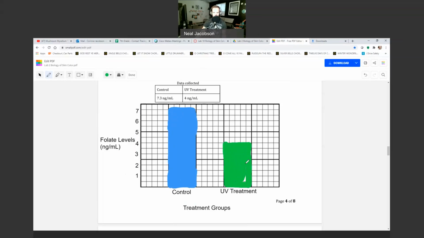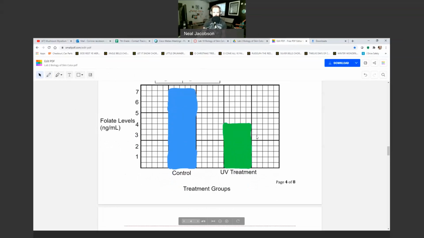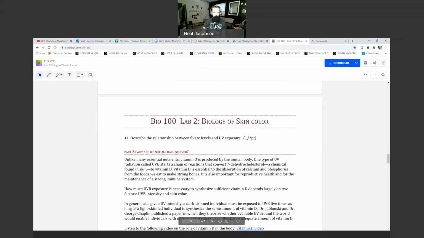And so what that tells you is, okay, they've tested this, and it sure appears like UV light will reduce your folate levels. And that's a problem if you're pregnant, and so you can talk about that here. So describe the relationship between folate levels and UV exposure. The higher the UV exposure, the lower the folate levels.